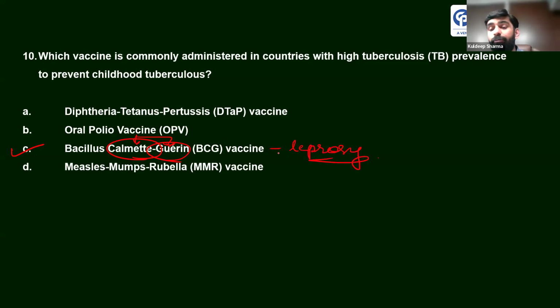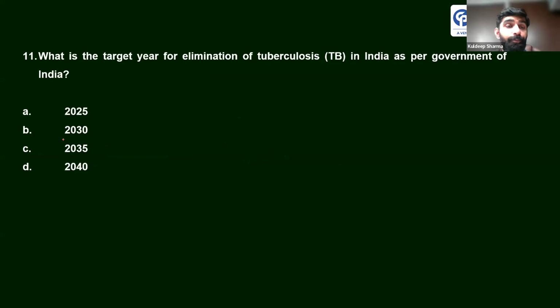So it is also helpful to prevent leprosy cases also. So the answer for the TB vaccine is BCG.